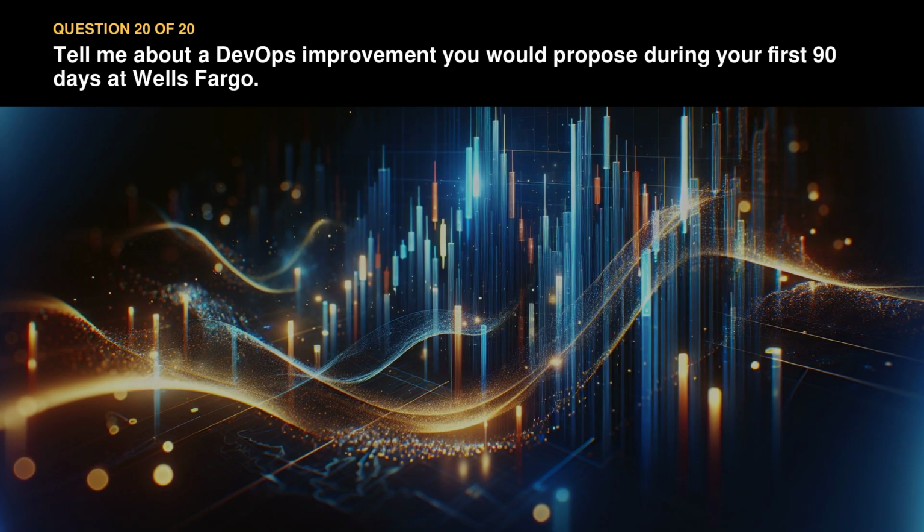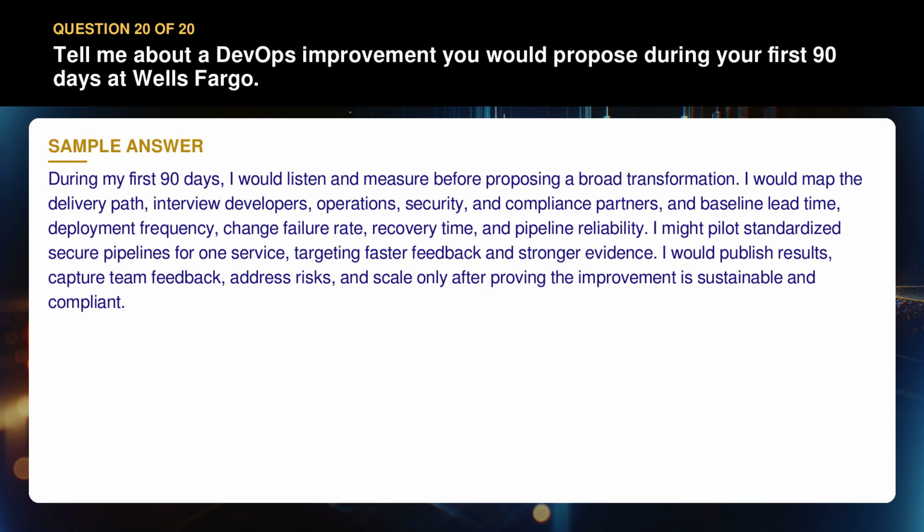Question 20. Tell me about a DevOps improvement you would propose during your first 90 days at Wells Fargo. During my first 90 days, I would listen and measure before proposing a broad transformation. I would map the delivery path, interview developers, operations, security, and compliance partners, and baseline lead time, deployment frequency, change failure rate, recovery time, and pipeline reliability. I might pilot standardized secure pipelines for one service, targeting faster feedback and stronger evidence. I would publish results, capture team feedback, address risks, and scale only after proving the improvement is sustainable and compliant.